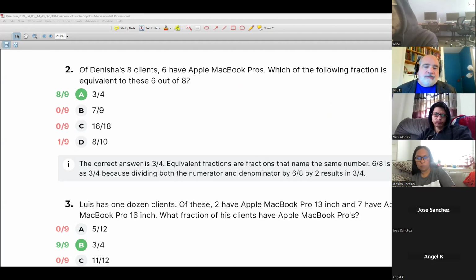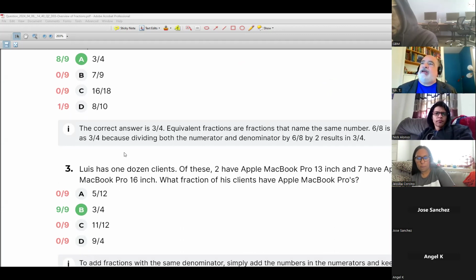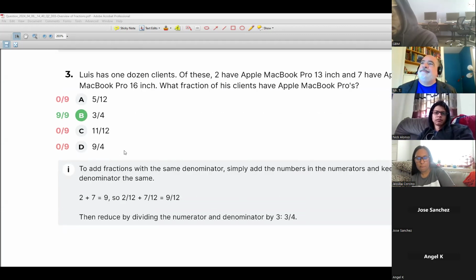Nope. Okay, good. What percent would that be if it's 3/4? Anyone want to do that? 25. 3/4, not 1/4. 75. 75, right. So that's 75%. Great. Okay, number 3, everyone got it right.